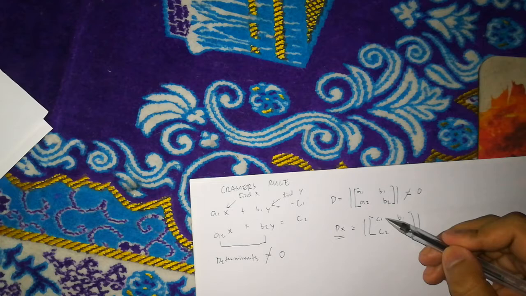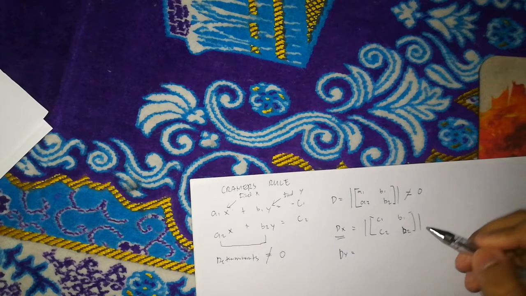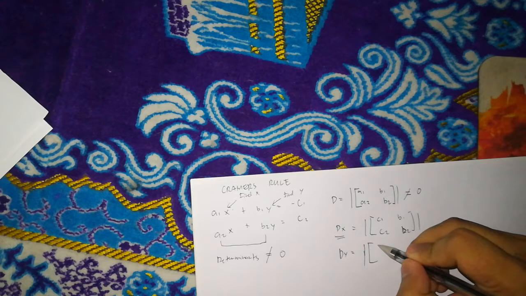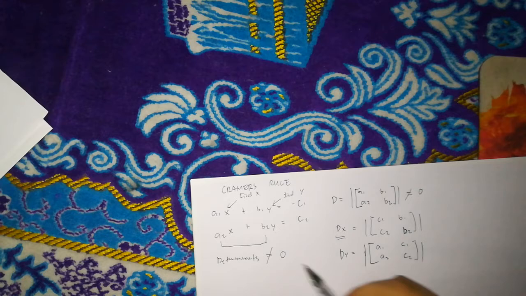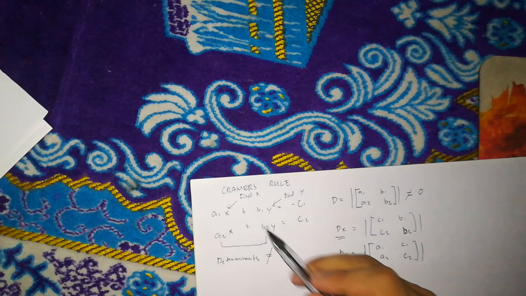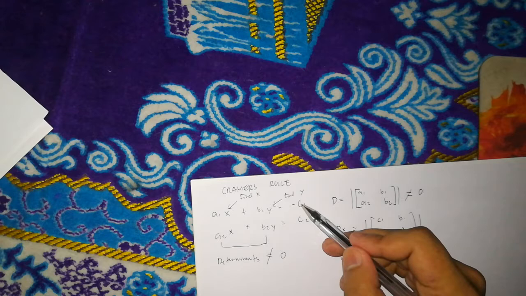For y naman, napansin nyo, ang y is b. B1 and b2. This is just a coefficient. So, ang y natin is the missing. So, wala rito yung y. I-replace natin si c kasi hinahanap natin is y.